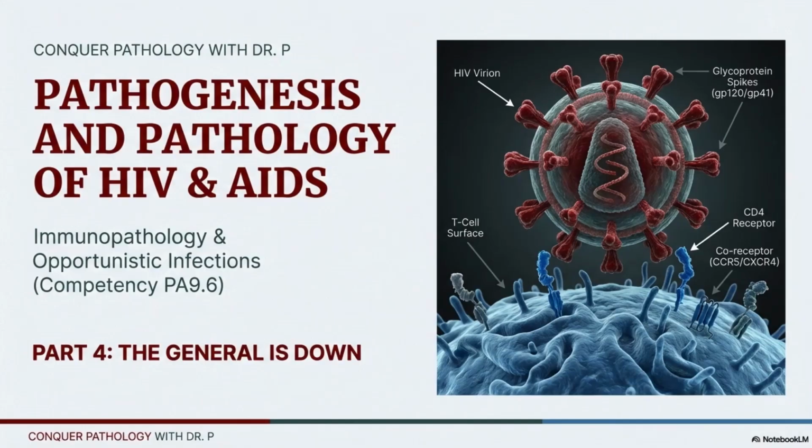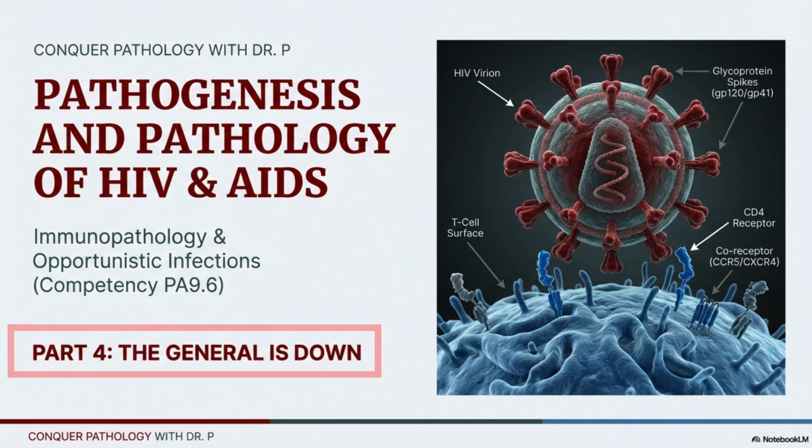Part 4. HIV and AIDS decoded. Now we are tackling Competency PA10.1, Immunopathology and Opportunistic Infections, and we are talking about HIV and AIDS. But I don't want you to think of this as just a virus. I want you to think of it as a targeted assassination. The title of this lecture is The General is Down.